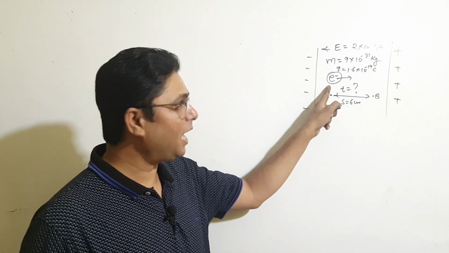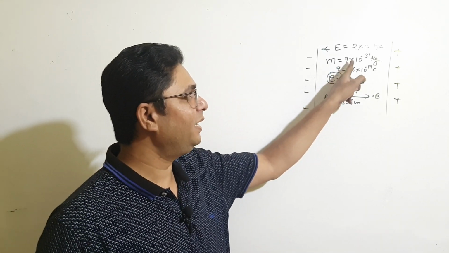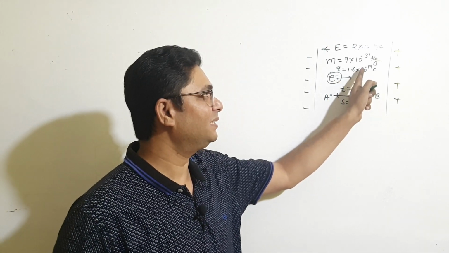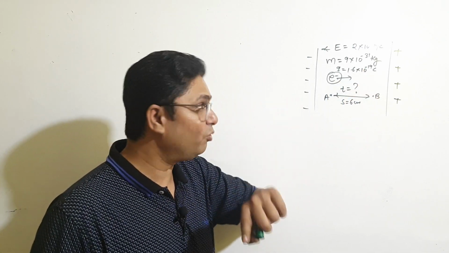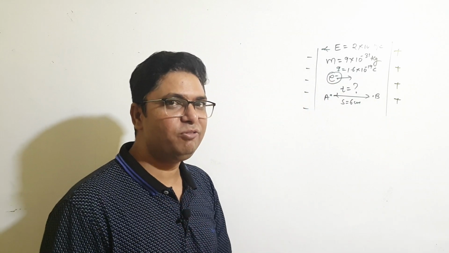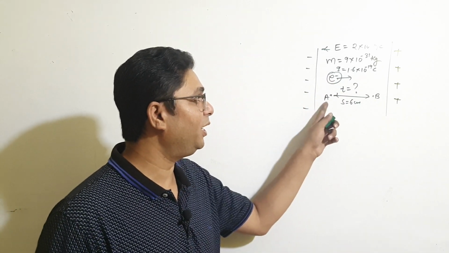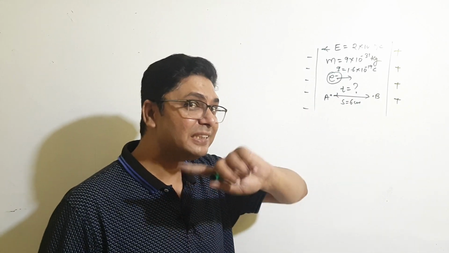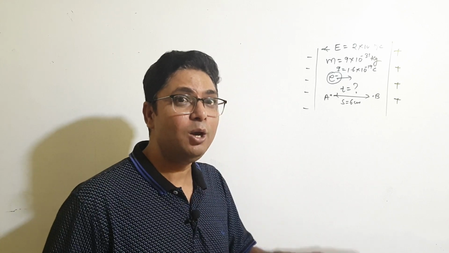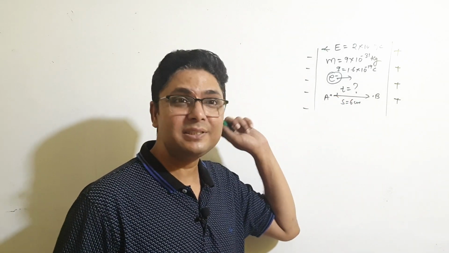Let us keep a charge of mass 9 × 10^-31 kg and 1.6 × 10^-19 coulomb. So it is an electron. So we have kept an electron between these two plates. What we find is that the electron moves from point A to point B and covers 6 centimeter distance. Then the question is, what is the time taken to cover a distance of 6 centimeter?